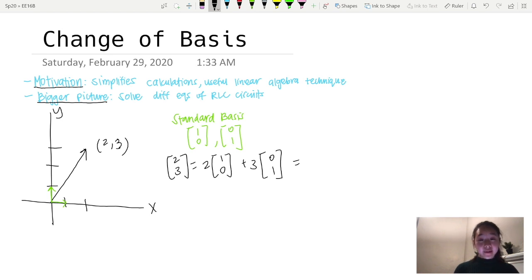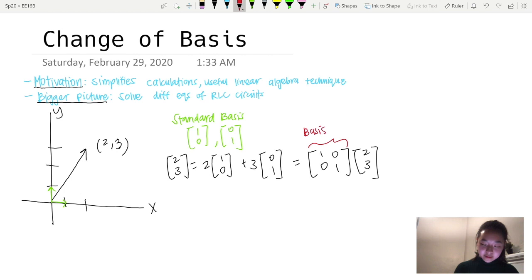If you rewrite this in matrix vector multiplication form, it would just be [[1, 0], [0, 1]] times (2, 3). In this scenario, this matrix is your basis matrix. But notice that in this case, this is just equal to the identity, and that's because you're in the standard basis. Now let's examine another basis in order to see how it's different and how you can represent the same vector (2, 3) in another version.